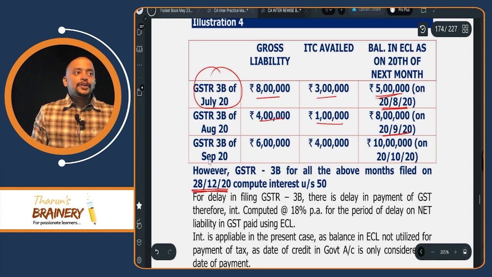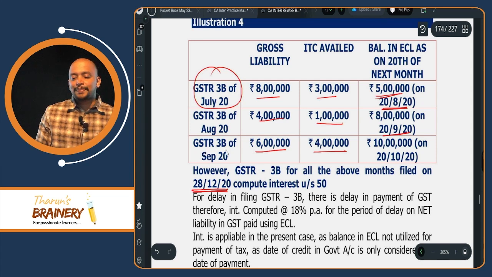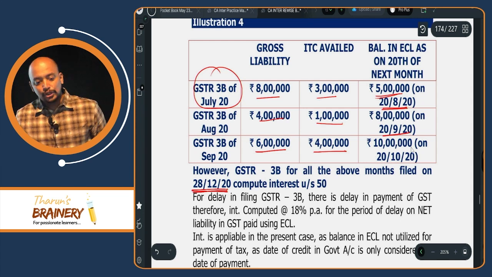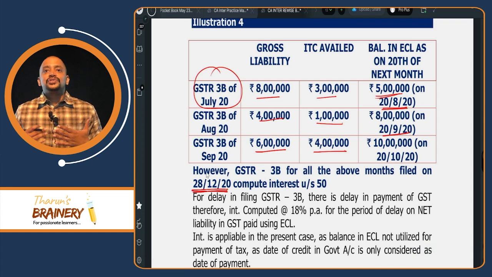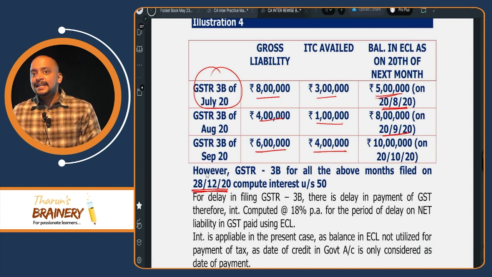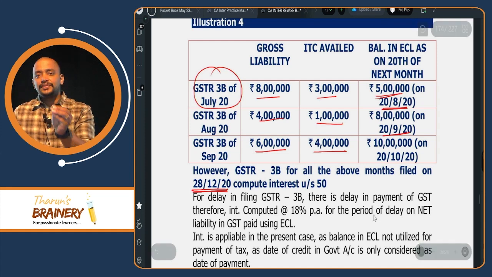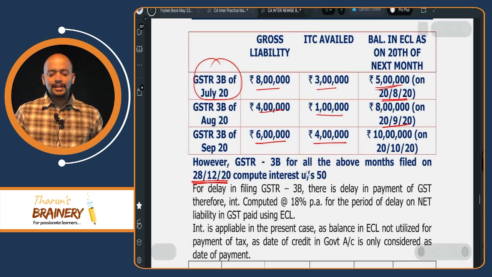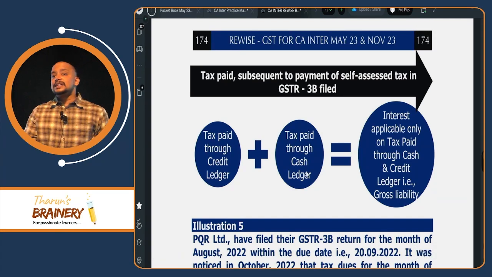Again for September, we need to compute interest on net liability, that is 6 lakhs minus 4 lakhs. September month needs to be paid by 20th October. So for the delay, that is from 21st October till 28th December. Is it clear? So whenever we are filing GSTR 3B late, interest is payable on net liability from the first date after due date till the actual date of payment. Understood?